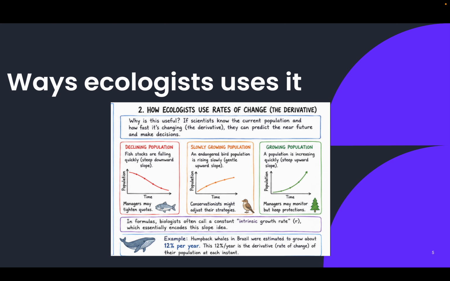conservationists might adjust their strategies. And this in biology is often called the constant intrinsic growth rate, which essentially encodes this slope idea. For example, for whales, researchers estimated R by fitting the curve to long-term data. One study estimates that the humpback whales in Brazil grew about 12% per year, an empirical R from their research data. In that term, pretty much, that 12% a year is the derivative of the population at each instant. So they are growing essentially at 12%.